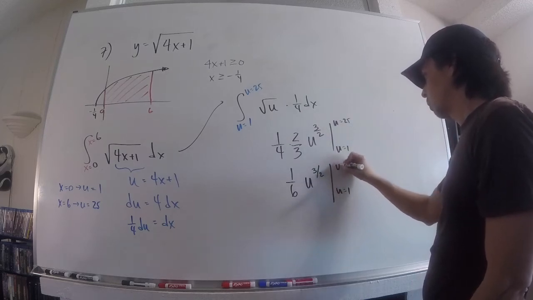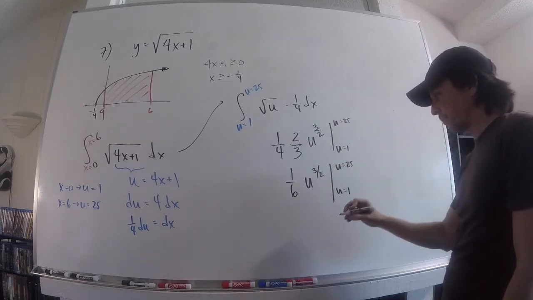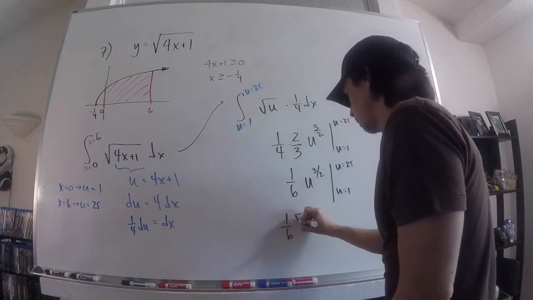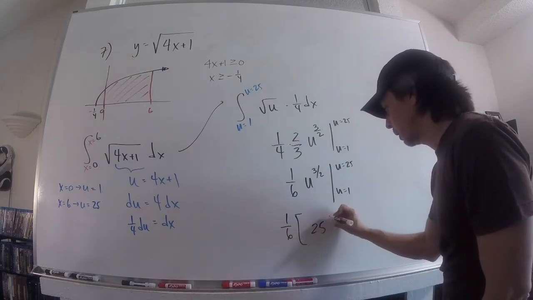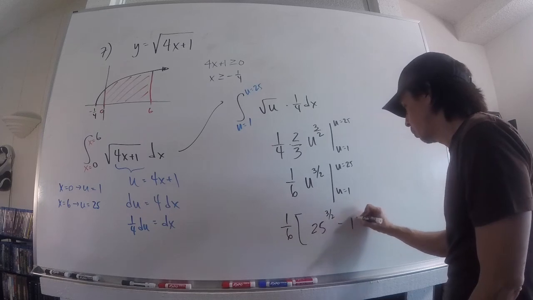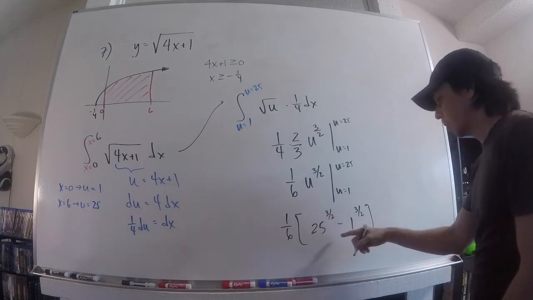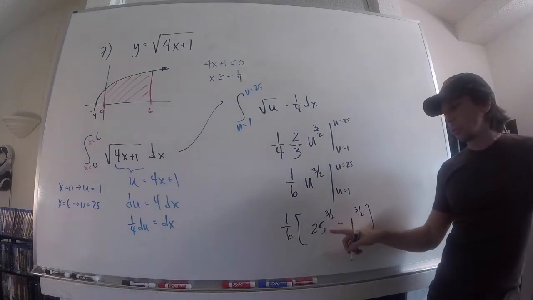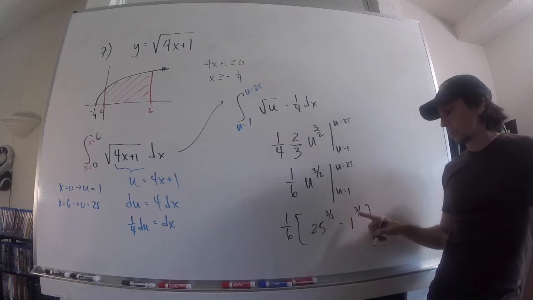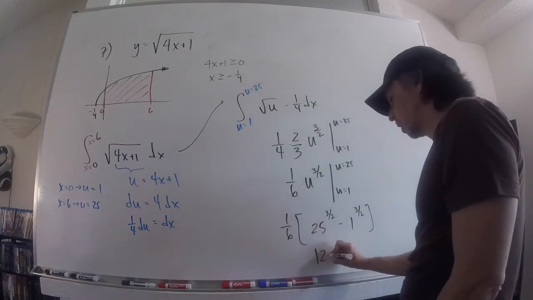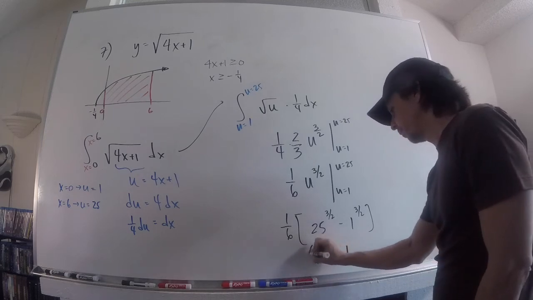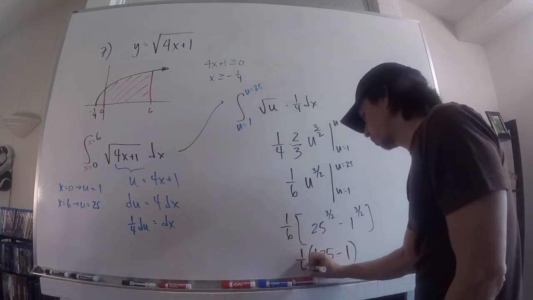And I'm going to be plugging in 1 and 25. 25 to the 3/2, 1 to the 3/2. We've done this a couple times now. That's just the square root of 25 cubed, square root of 1 cubed. So it's going to be 125. That's going to be 1. And don't forget about that 1/6.